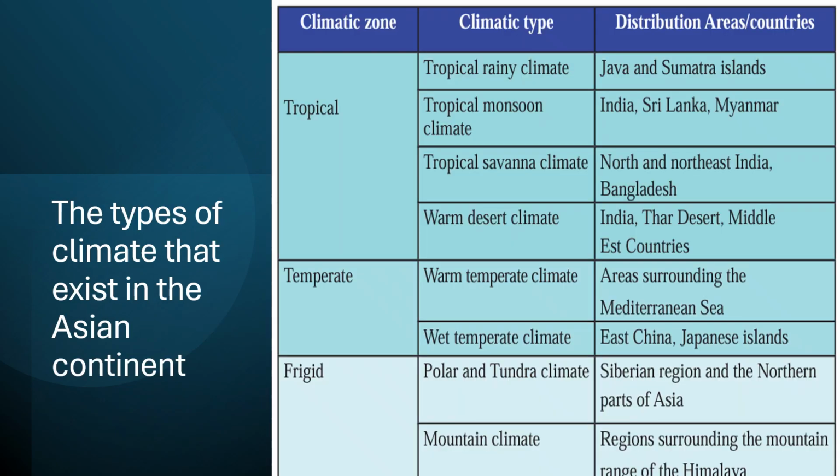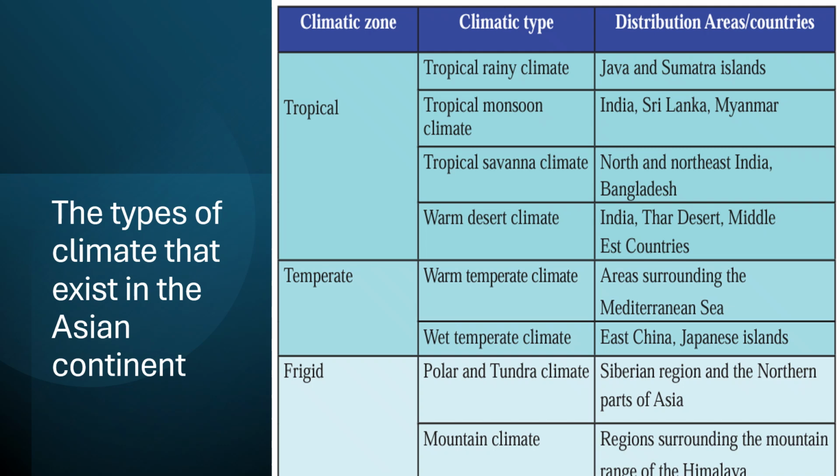The types of climate that exist in the Asian continent. For climatic zones, we have tropical, temperate, and frigid. For tropical, we have tropical rainy climate, tropical monsoon climate, tropical savanna climate, and warm desert climate. For temperate, we have warm temperate climate and wet temperate climate. For frigid, we have polar and tundra climate and mountain climate.